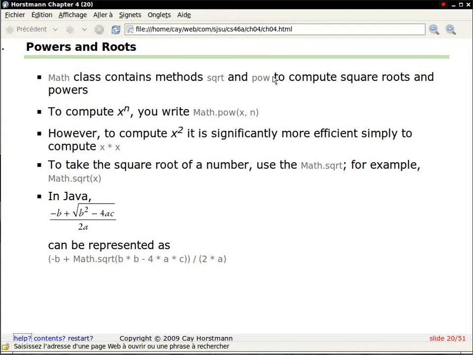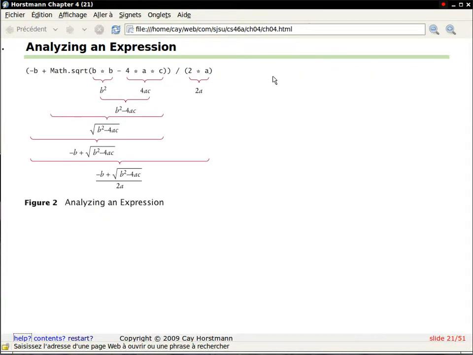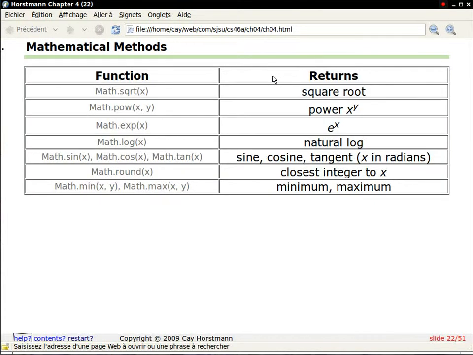For square roots, there's a function called math.sqrt that computes the square root in the normal way. If and when you need it, it's easy enough to use. There are a few other mathematical functions that we might run into. In fact, in one of the homework assignments, we're going to be using math.min and math.max that compute the minimum and maximum, and they're easy enough to understand.